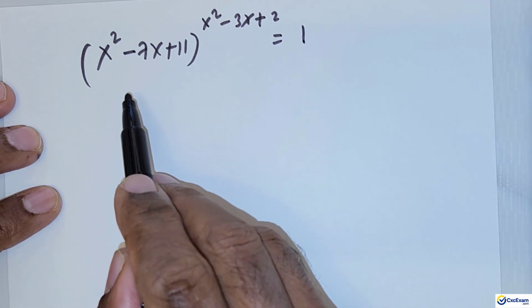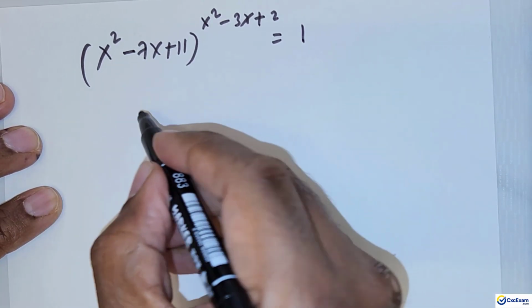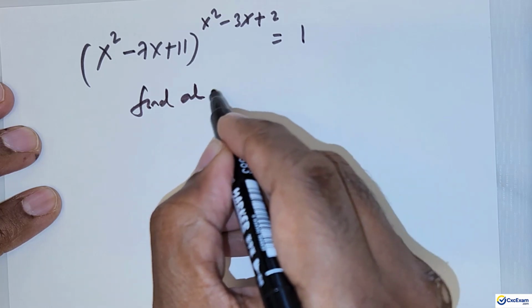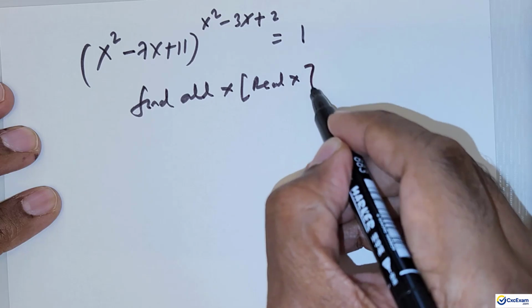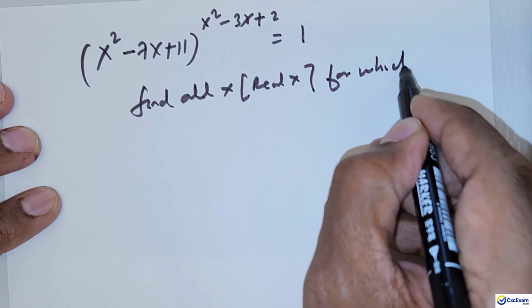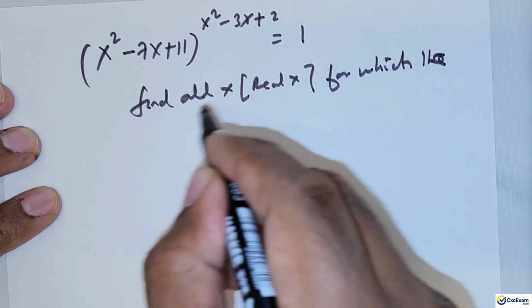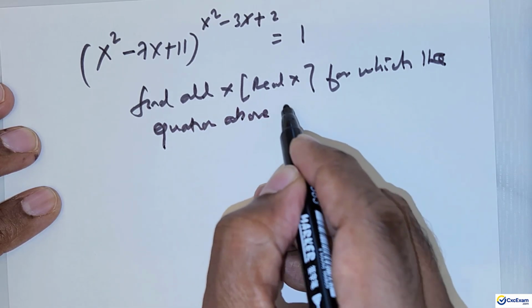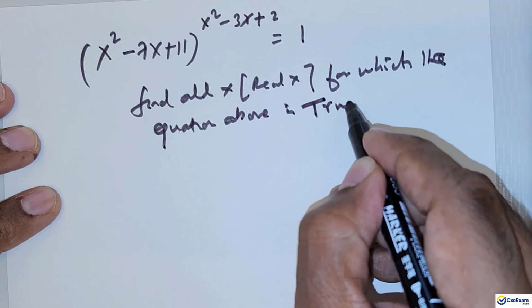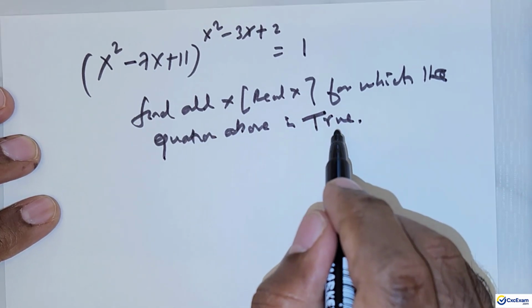Okay, everybody, this is a very popular question. We have to find all x, that means real x, for which the equation above is true. So left hand side should be equal to right hand side.